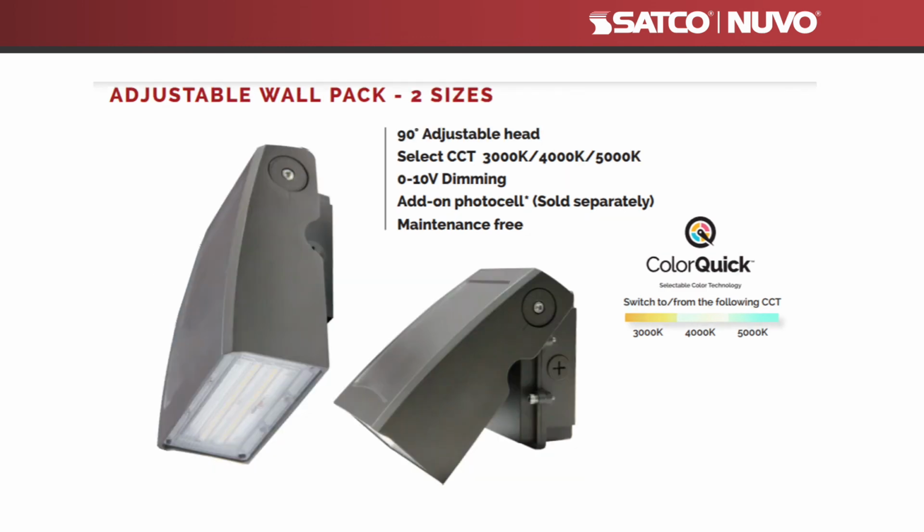When an adjustable wall pack is needed or specified, we also have it in color quick. 3000, 4000, or 5000 degree color temperatures is just a click away. 0 to 10 dimming is standard, and add-on photocells are sold separately.